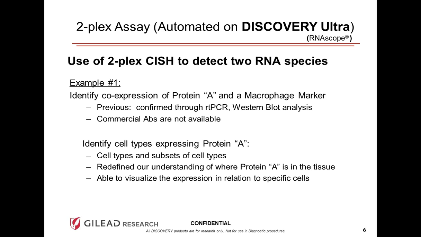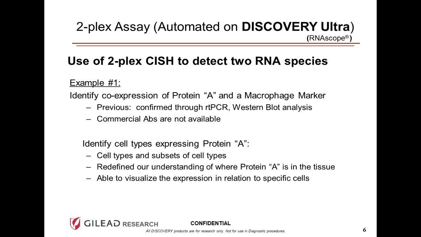So the next example I'm going to show you is how we utilized a 2-plex in situ hybridization to detect 2 mRNA species and how they helped confirm data in our projects. In my first example, I'm going to show how we identified the co-expression of a protein and a macrophage marker, using the commonly used macrophage marker that everyone knows, CD68.